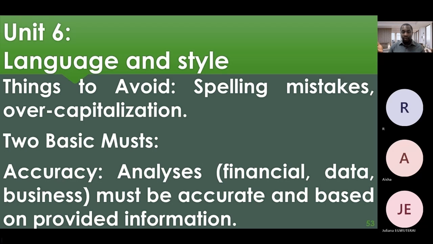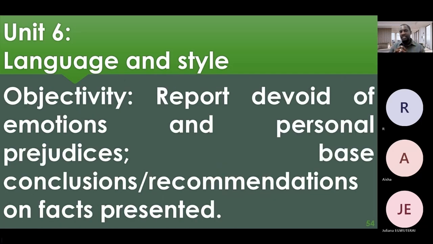Then 2 basic musts: accuracy. You must be accurate to some extent, not 100%. And your accuracy should be provided in your analysis. Your financial and your data analysis should be accurate. Where a report is saying NPV is positive and you have negative, then you have a problem. Even though you may pass under certain conditions, make sure the information provided to you is adequately captured in your calculation so that it won't flaw your judgment and your discursive aspect. So accuracy and objectivity are key.